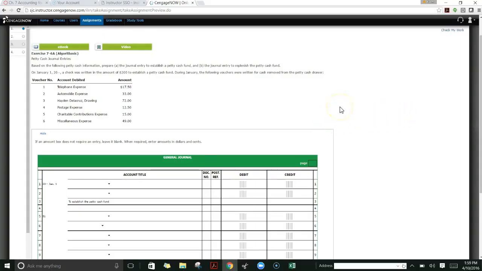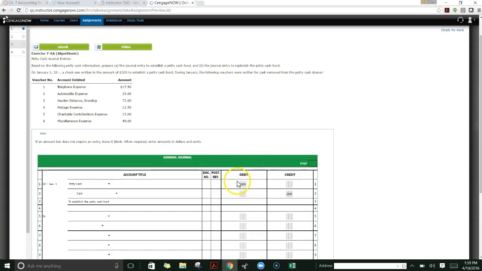So to begin with, you have to establish that fund, and all we're really doing is transferring from one asset to another. So we debit petty cash, which is an asset, and I believe they told us $200, and we credit cash, $200, and that establishes $200 in a petty cash fund. We can then cash the check and put it in the petty cash drawer.